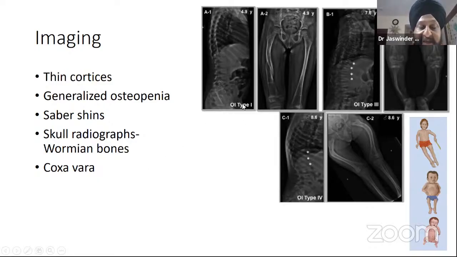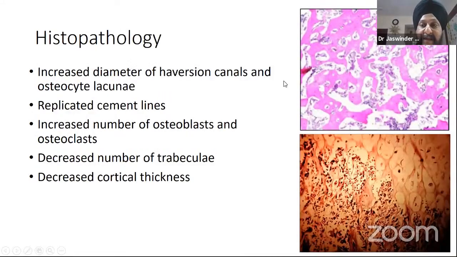Now we'll talk about the subclassification of the disease. In type 1 disease and type 4 disease, which are the milder forms of the disease, there might be early presentation with a femur shaft fracture, and there might be some bowing also. And in type 2 and type 3 disease, which are very severe, the child might present with severe deformities and fractures, and in type 2, it might be fatal during childhood.